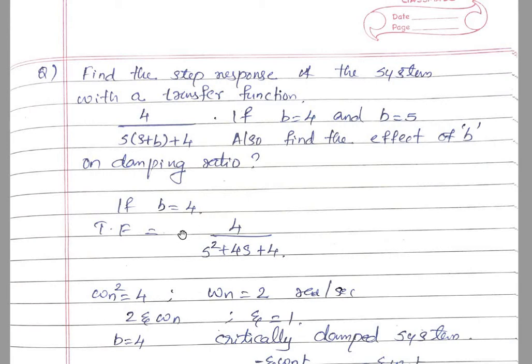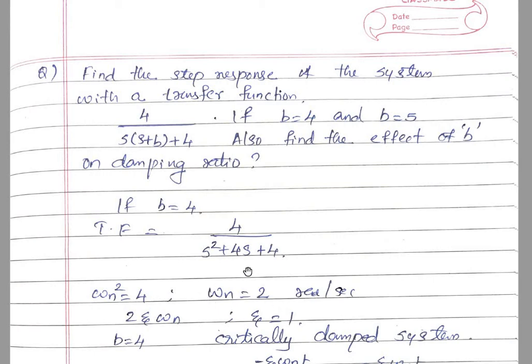Now, by expanding the denominator, I can write the transfer function as 4 divided by s square plus bs plus 4. Substituting b equal to 4, our transfer function is 4 divided by s square plus 4s plus 4. Now, as in the previous problem, by comparing it with the standard second order equation omega n square by s square plus 2 zeta omega n s plus omega n square, we can tell that omega n square is 4 and omega n is 2 rad per second.